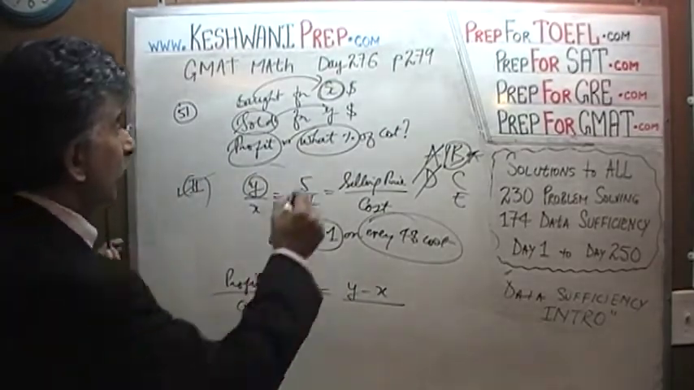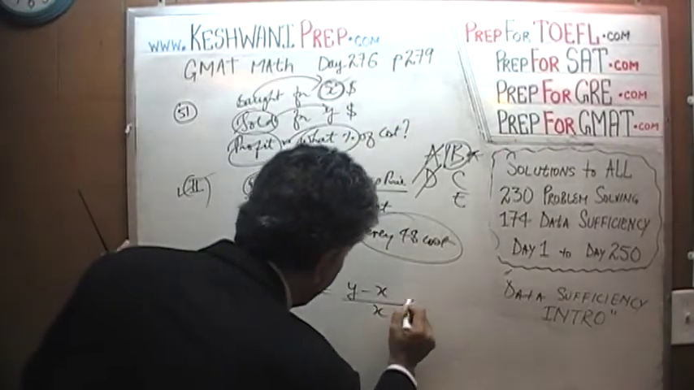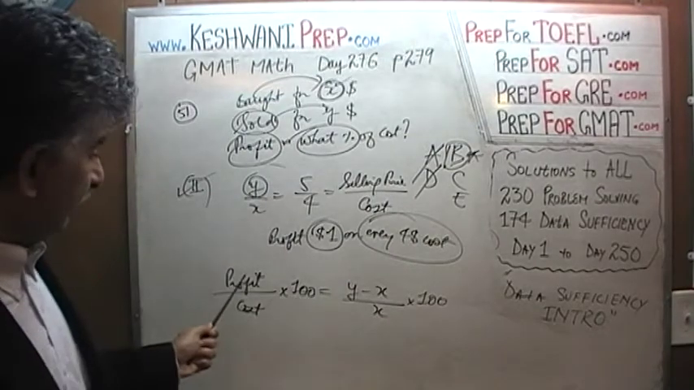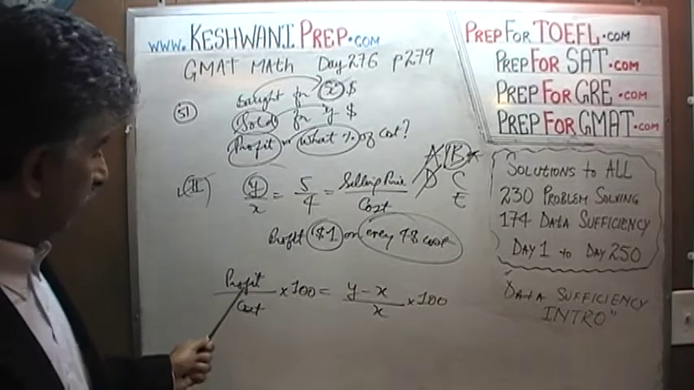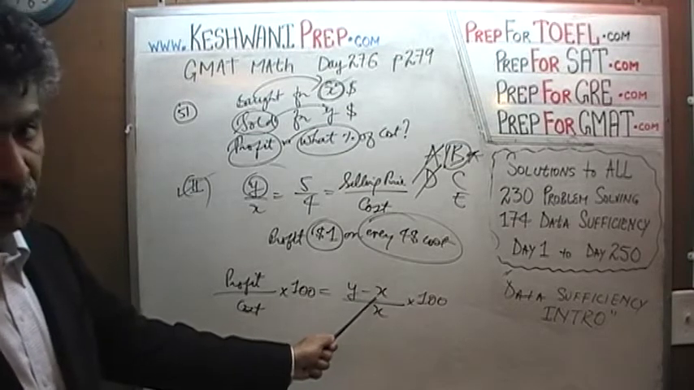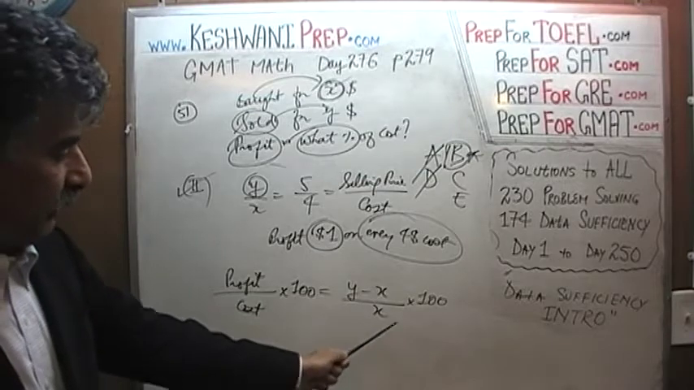Over the cost. Cost is x dollars. We're buying it for x dollars. Times 100, because we are figuring out the percentage. This is the profit as a percentage of cost. The profit is y minus x, the price that we're selling it for minus what it costs us to buy it. That difference is our profit divided by the original cost times 100.